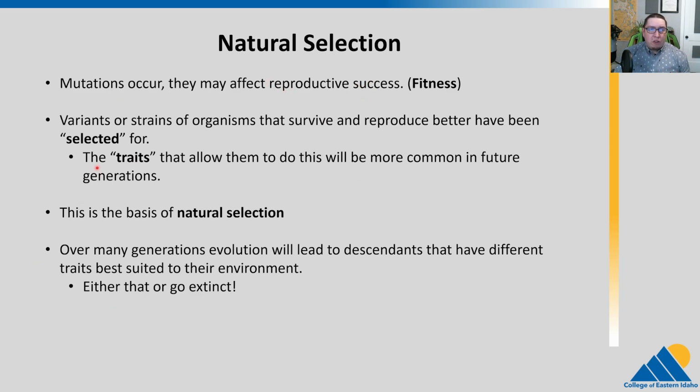So in any population, there are going to be variants or strains of the organism that survive and reproduce better. We call these organisms having been selected for. That's the selection part. Things that survive and reproduce better are selected for. Things that don't survive and don't reproduce well are selected against. There are, of course, going to be traits that allow them to do this, and those traits will then become more common in the future. So certain phenotypes will become more common because they are selected for. This is the basis of natural selection.